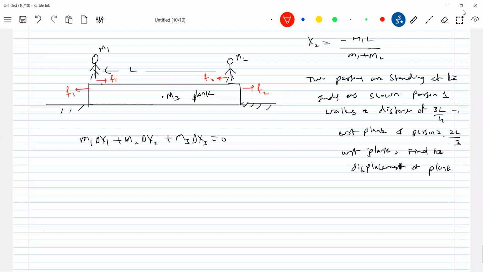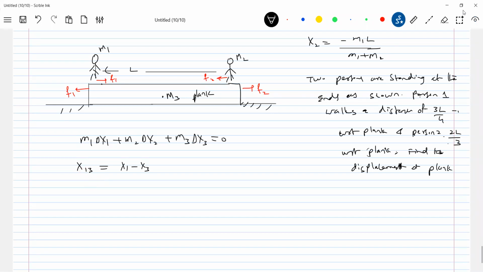I'll use this formula. Now what is delta x1? Displacement of person 1 with respect to ground. We don't know that. We'll calculate like this. Displacement of person with respect to plank. 3 means plank here, 1 means person 1. It should be equal to x1 minus x3. These are with respect to ground. This is the displacement of person 1 with respect to plank.